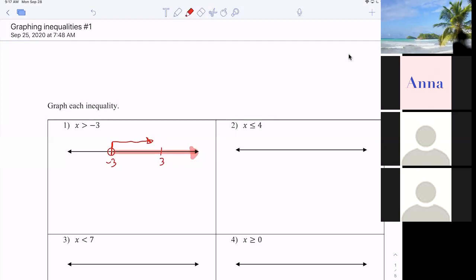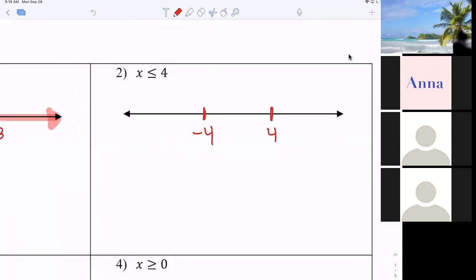Now, for number 2, it says x is less than or equal to 4. So what do I want you to do? I want you to come over here and put a 4, and then I want you to come over here and put -4. Right? You don't have to put a bunch of numbers. You put the answer and the opposite. This time, is 4 less than or equal to 4? Yes, it's equal to. So 4 is part of the solution. So this time you have a solid dot on 4.